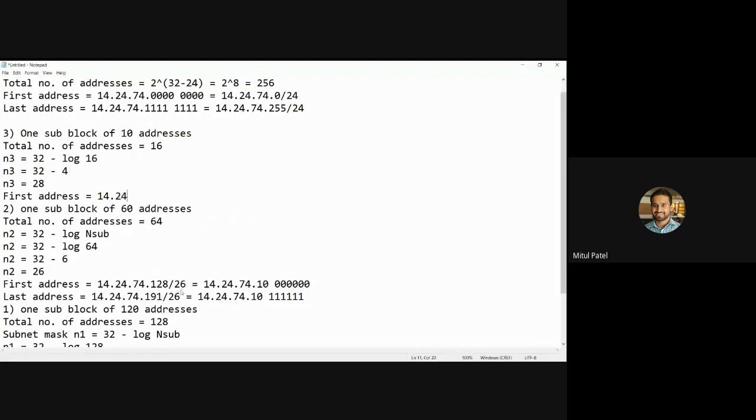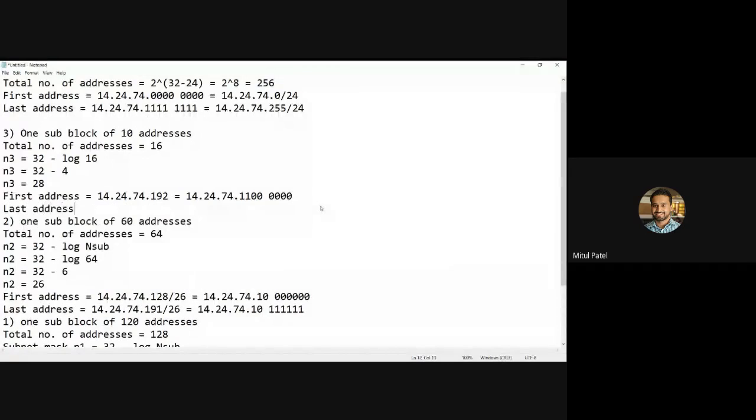So the beginning address of this sub block is 14.24.74.192. The rightmost 4 bits are 0, that will give you the first address. And the last address can be found by setting the rightmost 4 bits to 1. That is the last address of the third subblock.